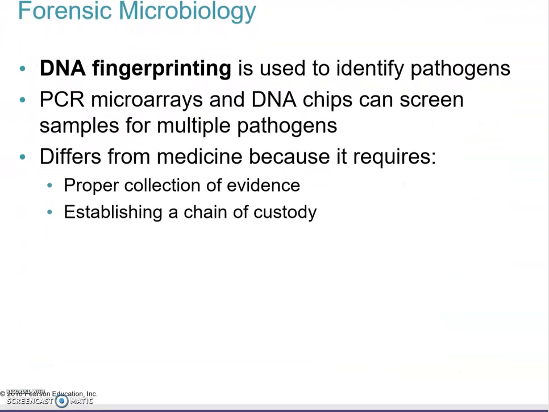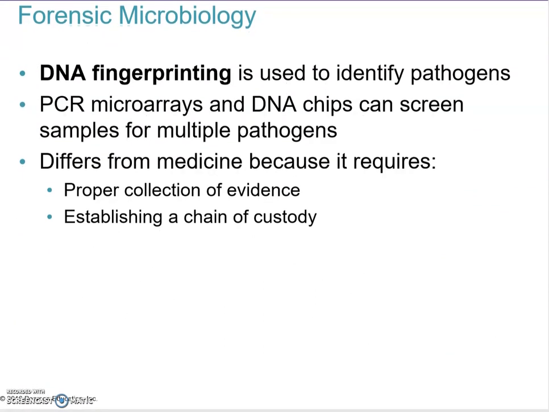So here, the application was forensic microbiology, DNA fingerprinting. You can use that to identify pathogens. So you will basically cut the DNA from an organism up into many pieces, and then look for pieces that are specific to, let's say, E. coli or Staph aureus or whatnot to identify pathogens. So that's one way.